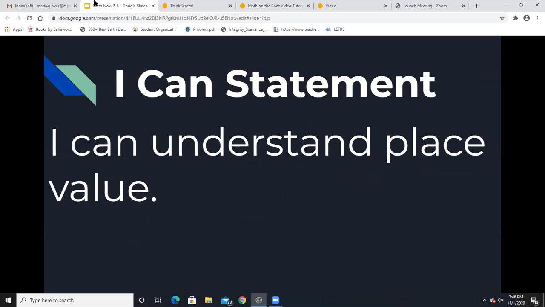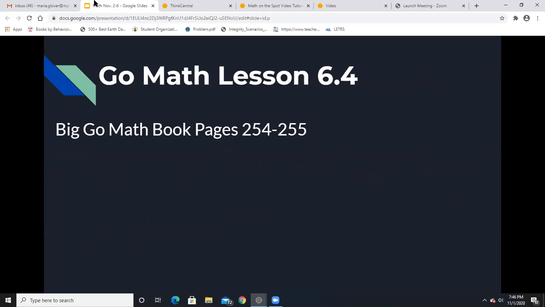Our I can statement, this is what you will be able to do: I can understand place value. And again, we're using our Big Go Math book, starting on page 254, and we will also be working on page 255 in this lesson, and it is lesson 6.4. We're going to begin this lesson with our Math on the Spot video.